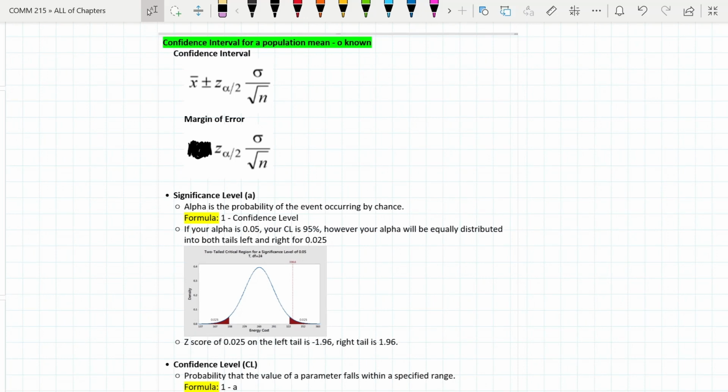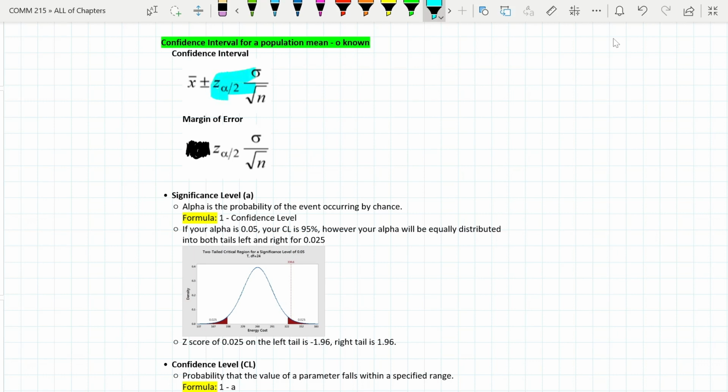Alright, so we're going to be explaining confidence interval for a population mean when our standard deviation is known. So first we're going to look at the formula for confidence intervals, which is the sample mean plus or minus Z alpha divided by 2 times standard deviation divided by the square root of n. All of this part is what we consider the margin of error. So you can see right under, margin of error is literally the same formula as above except with the sample mean. So in reality, our confidence interval is just the sample mean plus or minus the margin of error.